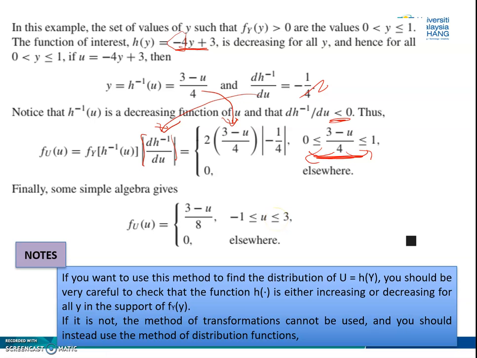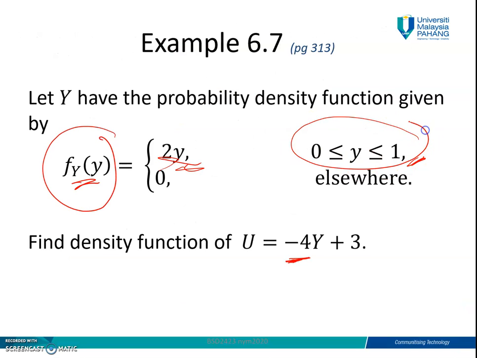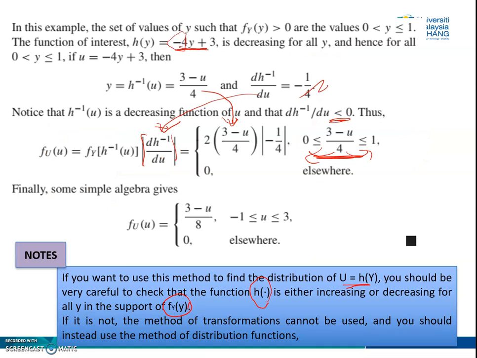So you can see. All right, so note here. If you want to use this method to find the distribution of U, you should be very careful to check the function of this one. Either increasing or decreasing for all y in the support of fY. This one you can see from this equation, the limit. Is it positive or not? And then do you have positive slope, or do you have negative slope? If it is not, the method of transformation cannot be used, and you should instead use the method of distribution function. So that's a very important note.